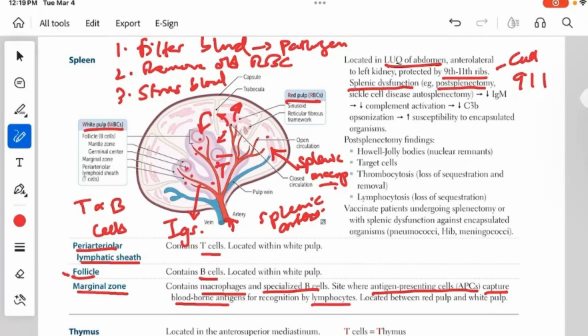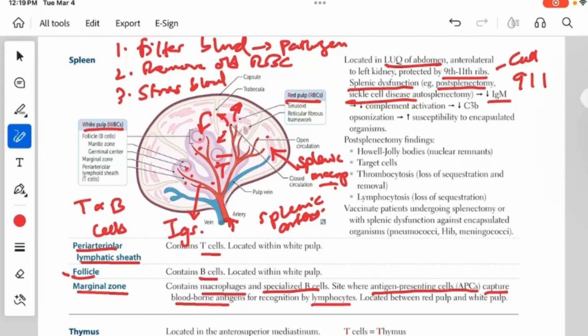That can also predispose to spleen rupture because the infection leads to splenomegaly. The other condition is sickle cell disease, particularly in people from West Africa, Nigeria specifically, which will lead to autosplenectomy. So that will lead to decreased splenic function.